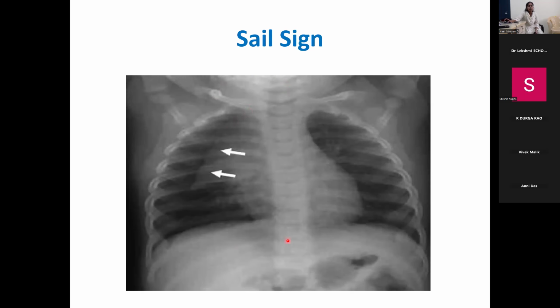And now this is an X-ray of a child. So what do you see here? There is an opacity. It is not a consolidation, no air bronchogram. So what is this? This is nothing but the thymic sail sign. Many of you confuse it with a consolidation. So never forget that this sign is normal in infants and involutes by the age of 2 to 8 years.